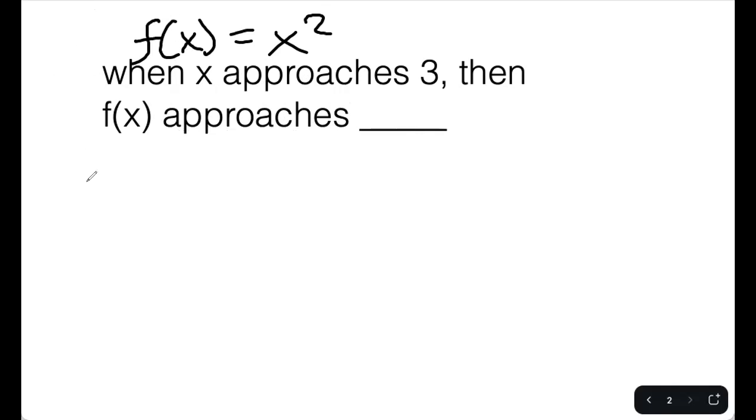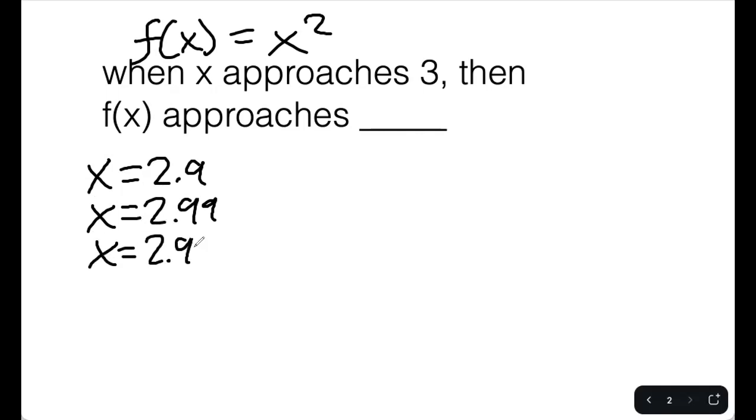Let's say that x is 2.9. Oh, wait, let's say that x changes. Now it's 2.99. Oh, wait, let's say x changes again. Now it's 2.999, right? x is getting close to 3. It's approaching 3. So when that happens, what does f of x approach? I would have to plug these numbers into f of x.